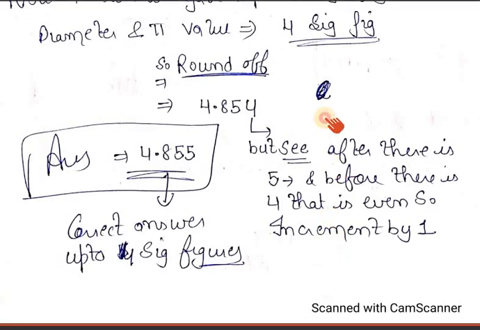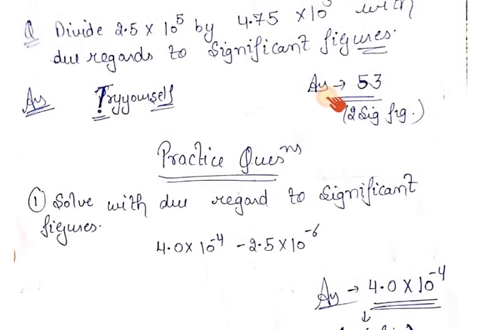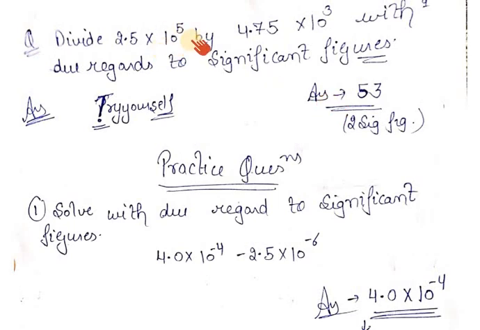Okay, let's move to the next question. You will see here, now there are practice questions for you. Divide 2.5 into 10 to the power 5 by 4.75 into 10 to the power 3. So you have to divide this number by this number, and you have to give your answer up to a particular number of significant figures, right?